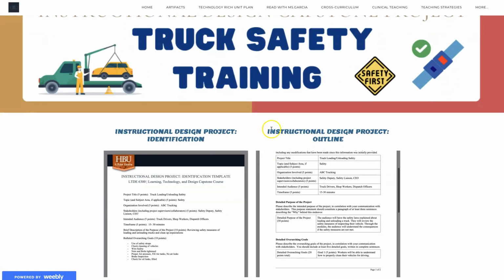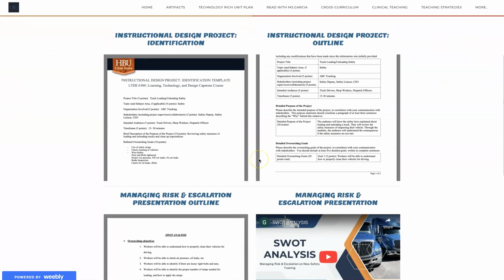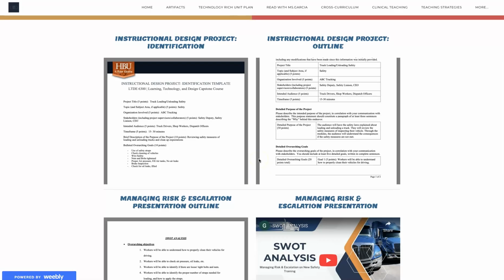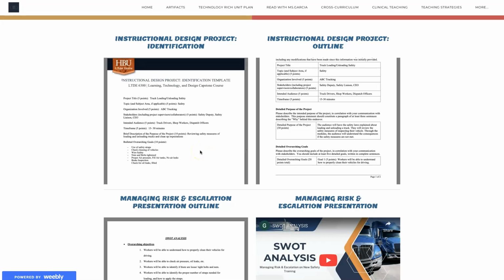the truck. So if you scroll down, I have my instructional design project identification, which is where I planned out what my topic was going to be and the goals. I think this really helped me set up what my project was and reflect about having the end in mind and what the overall outcome was going to be. So I really think that was the most helpful as a capstone project. That was the hardest thing, trying to plan. So I really appreciated having an identification plan.